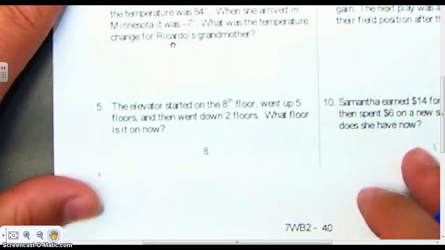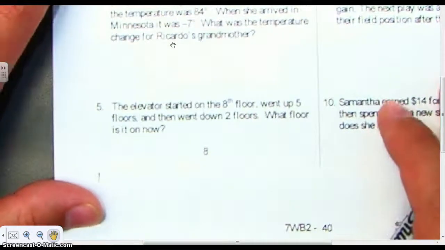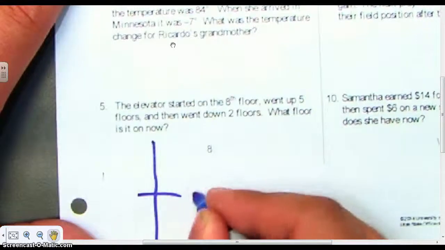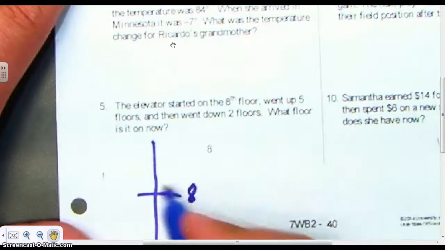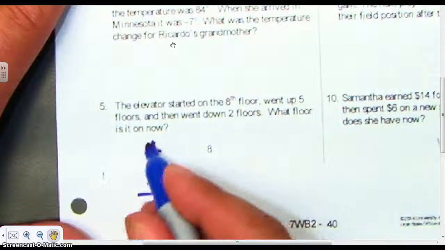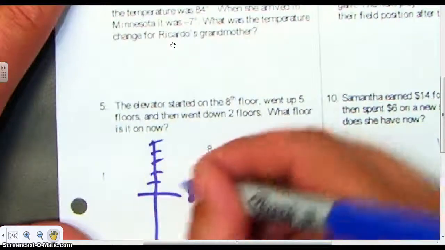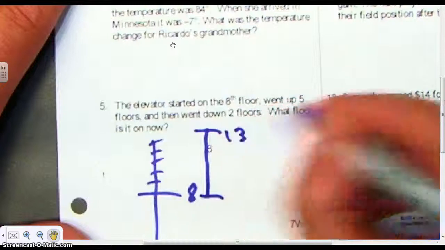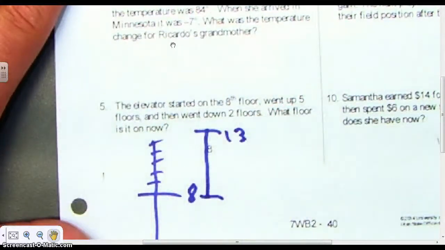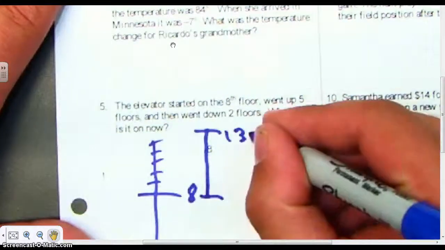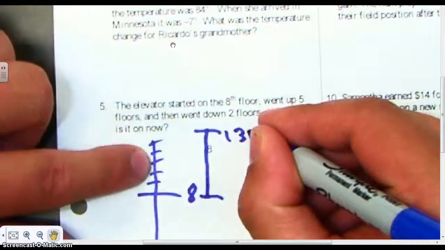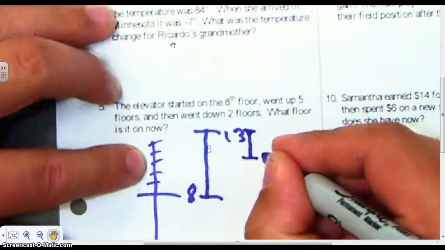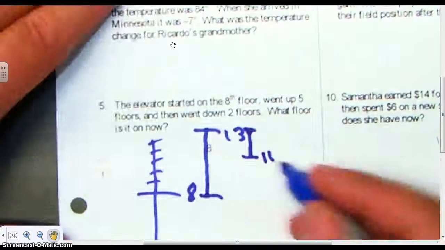So the elevator starts on the 8th floor, went up 5 floors, then went down 2 floors. What floor is it on now? So since it's an elevator, I would do a vertical number line. So it starts on the 8th floor. Then it goes up 5. 1, 2, 3, 4, 5. So up 5 from 8 would be the 13th floor. Then it went down 2. So we're going to just go down 1, 2 to there. So right now, it would be on the 11th floor.